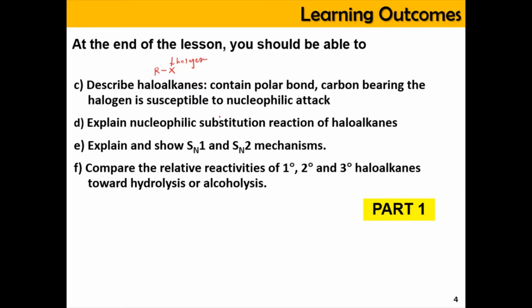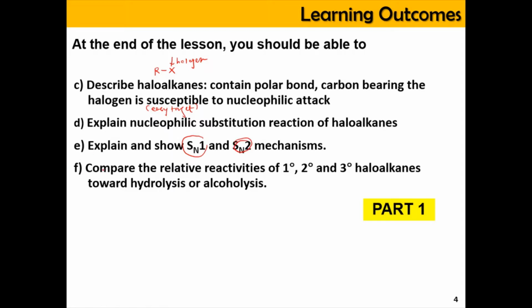So we're going to look into the polar bond, and where the polar bond is going to be susceptible to nucleophilic attack. So susceptible here means that it's going to be an easy target, or lebih mudah untuk dia undergo nucleophilic attack. So on the next part, we're going to explain the nucleophilic substitution reaction, where we're going to look into two types, which is SN1 and SN2 mechanism.